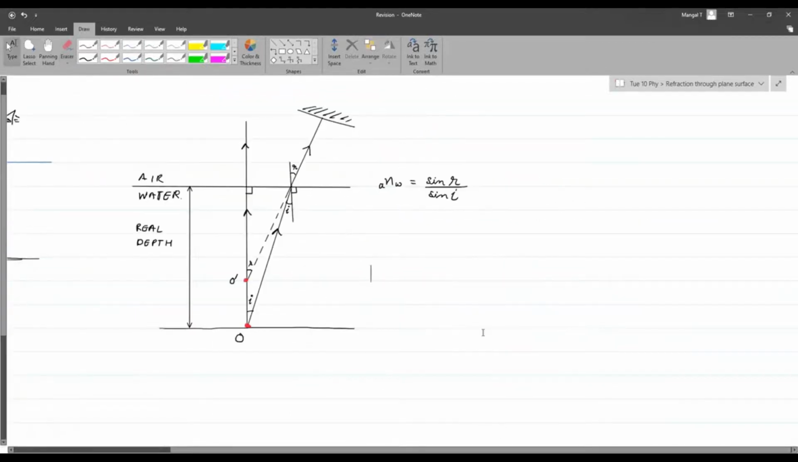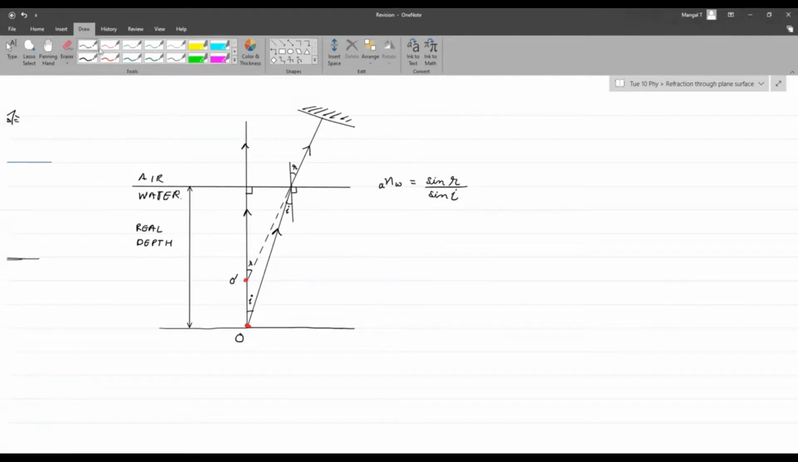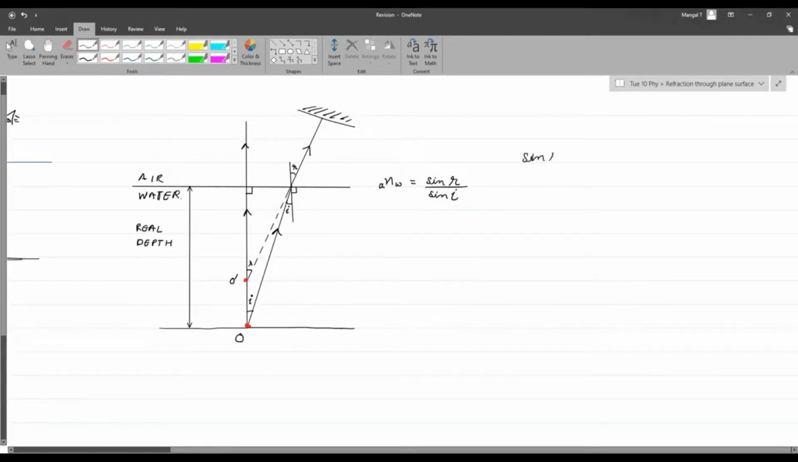Now with this information, let us go ahead. Now what is sine of I and sine of R? For sine of R, let me name this as B and name this as A. I'm going to consider triangle AO dash B. Now in this triangle AO dash B, what is sine of R? It will be the opposite side upon the hypotenuse, that is AB upon O dash B. Now in triangle AOB, that is this big triangle over here, I'm going to take sine of I, and that will be AB upon OB.